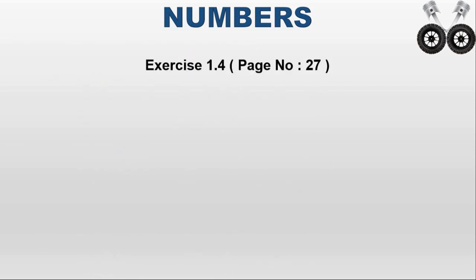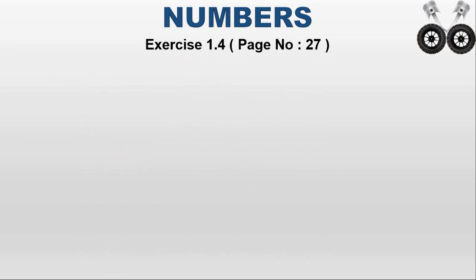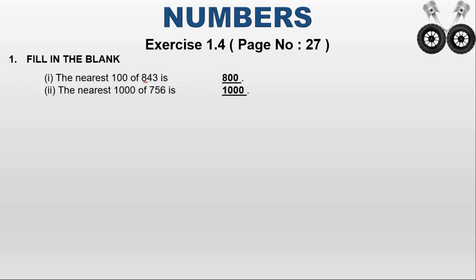Okay. So next one is Exercise 1.4, page number 27. Fill in the blanks. The nearest 100 of 843 is. So what is the 100s digit here? 8. So you have to look at the right side number, that is 4. 4 is less than 5. That means you have to write the number as it is, that is 800.